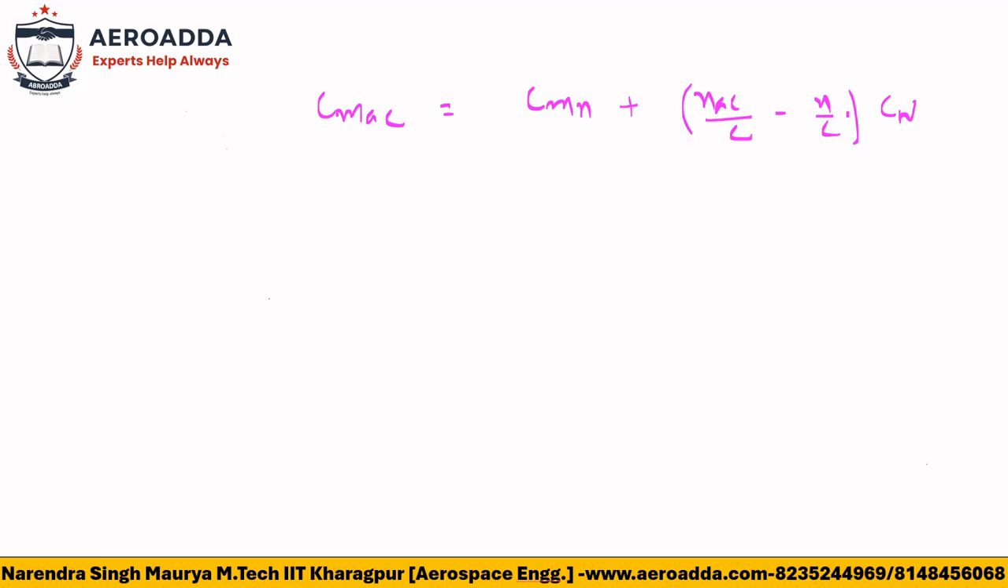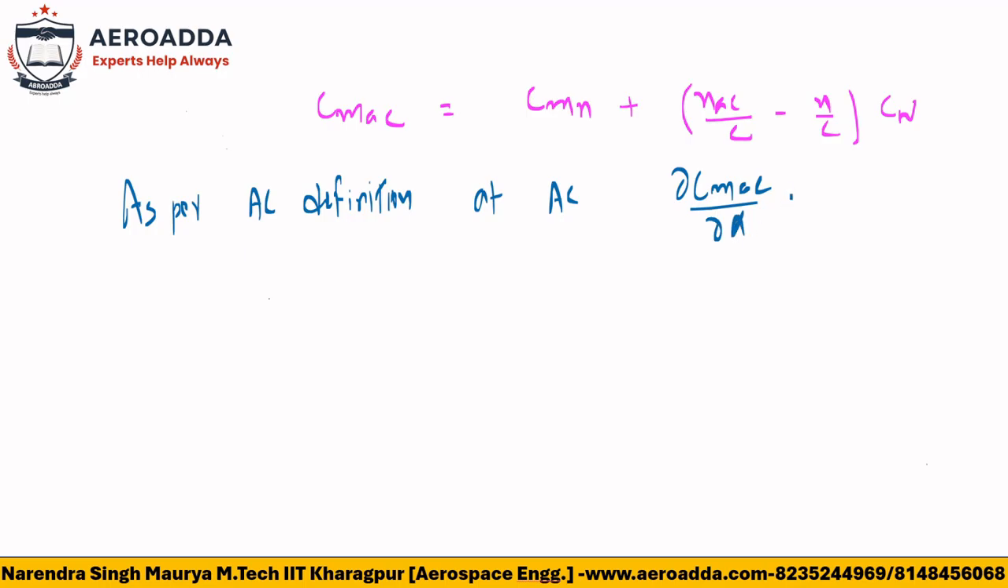Simple. You can use the aerodynamic center definition, and based on that, as per the AC definition, at AC the moment coefficient must be constant. That is, the change of moment coefficient about the aerodynamic center with respect to alpha must be 0. That is the basic definition of the aerodynamic center, right? Because you had seen that the moment coefficient must be constant at the aerodynamic center.